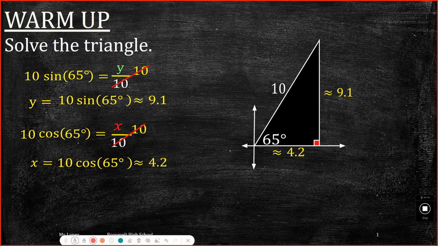We left the easiest one for last. This is 90 degrees. These two got to add up to 90. 65 plus what is 90? You can look at it like that. 25. Yeah. We've solved the triangle. That's it. We've solved this right triangle.